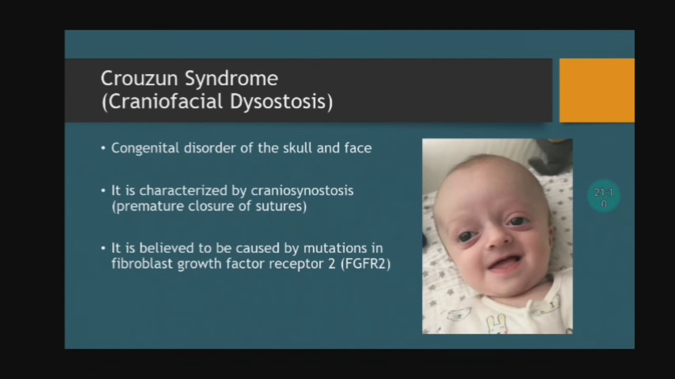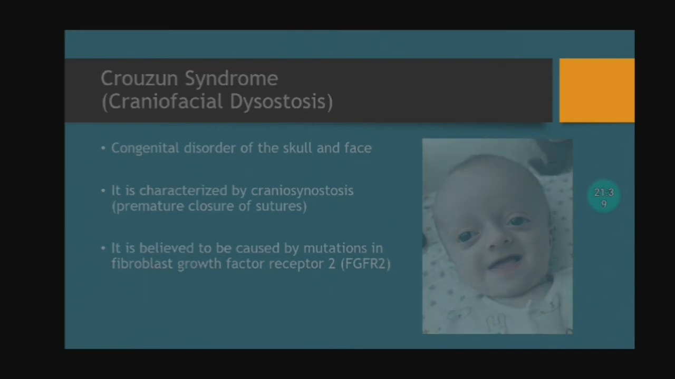Next one is the Crouzon syndrome, or craniofacial dysostosis. It is an autosomal dominant genetic disorder, also known as branchial arch syndrome. It is a congenital disorder of the skull and face, characterized by craniosynostosis, the premature closure of sutures. It is believed to be caused by mutations in fibroblast growth factor receptor 2.